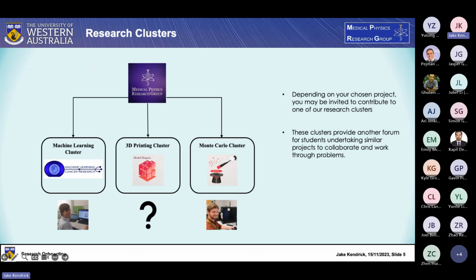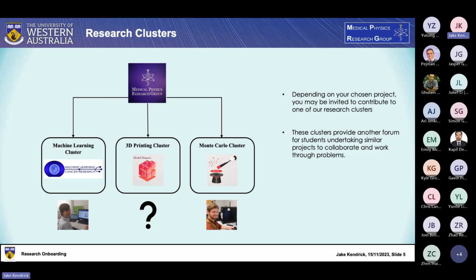So just a little bit about the research clusters that we have. Depending on your chosen project, you may be invited to contribute to one of our research clusters. You can see those clusters on the screen there. We have the machine learning cluster. This is led by Nathaniel presently. We have the 3D printing cluster, which is a space for 3D printing projects and people conducting those projects to discuss them and collaborate with each other on certain things. And also the Monte Carlo cluster as well, which doesn't have an official lead at this stage, although we do have our resident expert in Gavin, who's one of our PhD students.